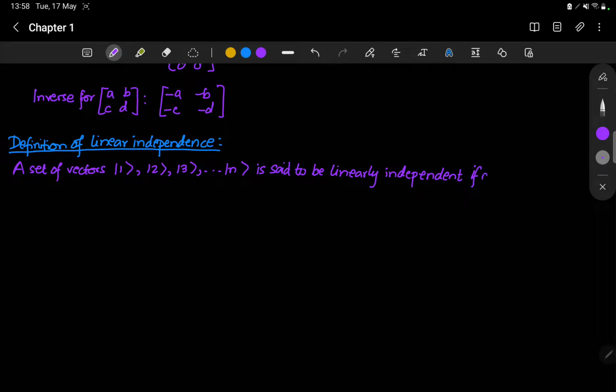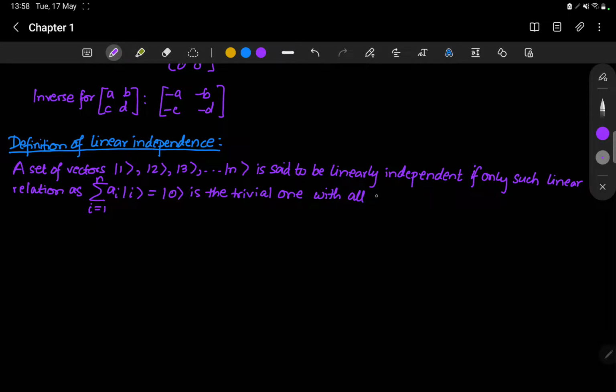if only such a linear relation as shown holds. So this is the definition of linear independence.